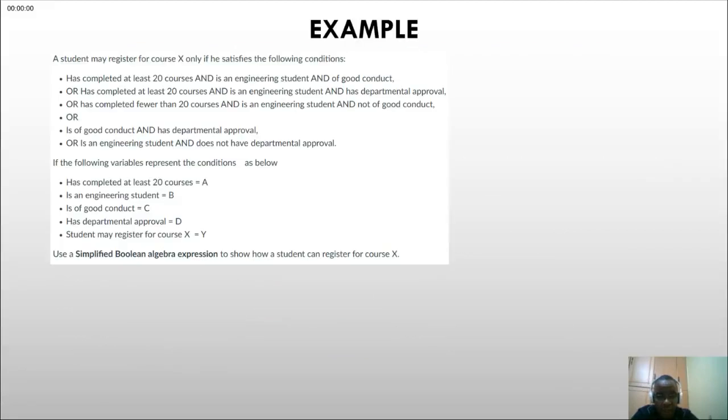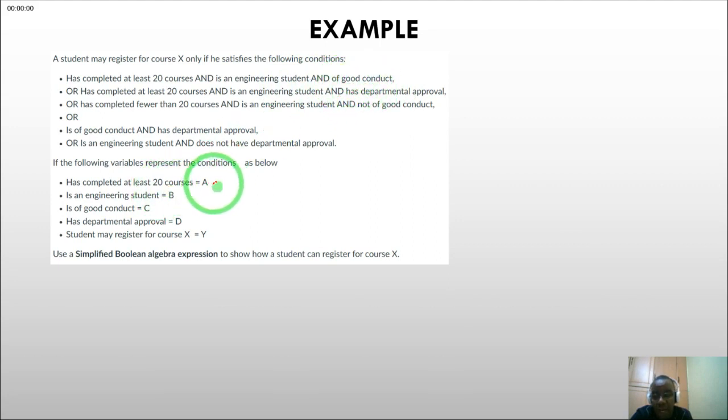So here we have an example that we can use to demonstrate the idea of the consensus theorem, and it says that a student may register for course X only if he satisfies the following conditions. The conditions are stated as follows: condition 1, he should have completed at least 20 courses, is an engineering student, and is of good conduct.